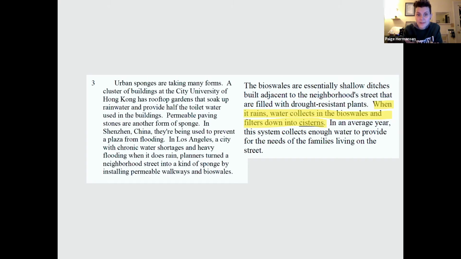From what I just read you, we can start to guess the meaning of that word cisterns in this context, okay? Rainwater collects into a bioswale, whatever that is, and then filters into a cistern. And that cistern is the last step in a system that collects water to provide for families, right? At the end of this whole process is some kind of a collection area, right? That's what we can gather from this. The water is soaked up and then redirected into these cisterns, right?